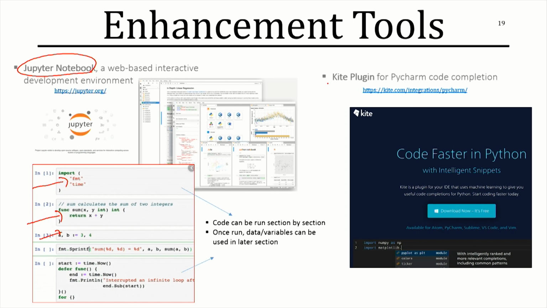And next we have the Kite plugin, which is used in the PyCharm IDE. It helps us by providing code completions. Just simply install Kite, then it will automatically integrate into your PyCharm IDE. So whenever you use functions, it gives you a code completion.